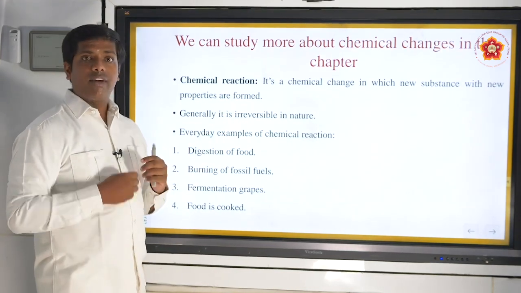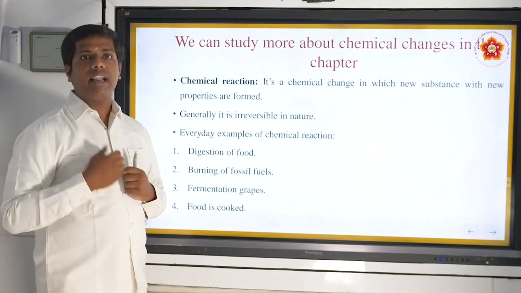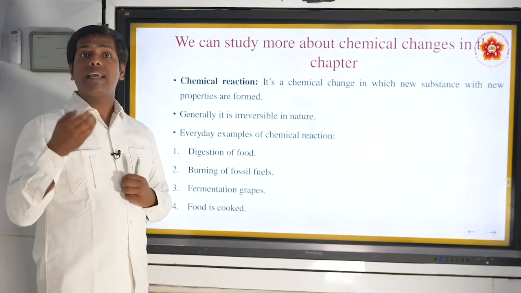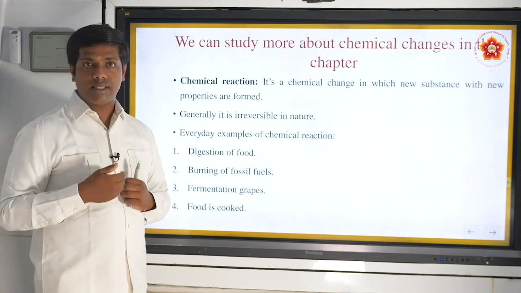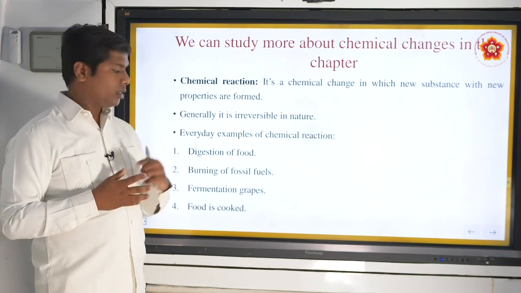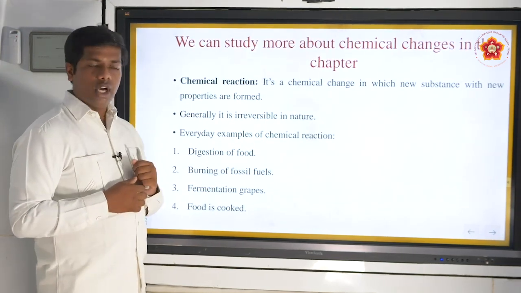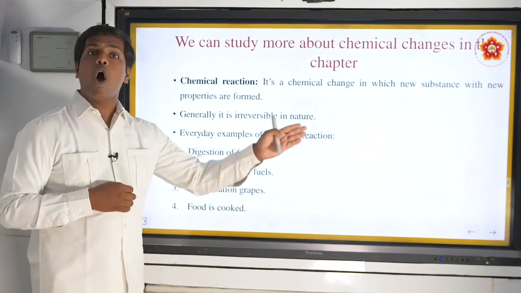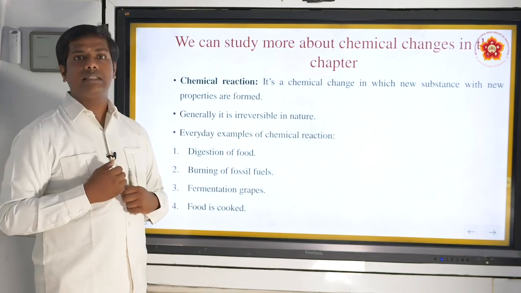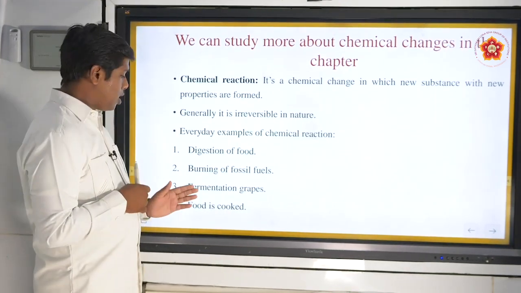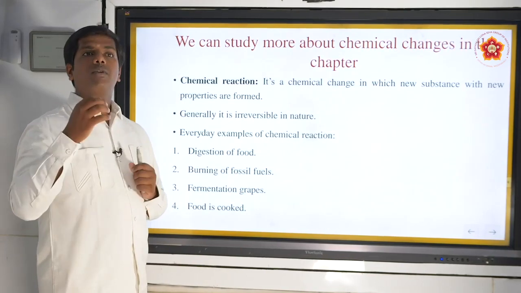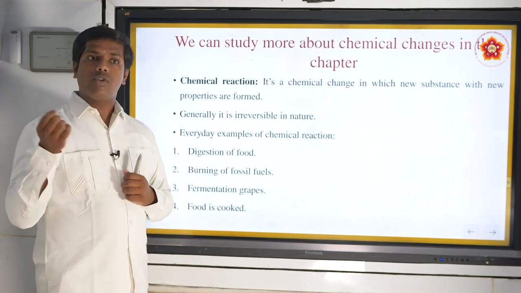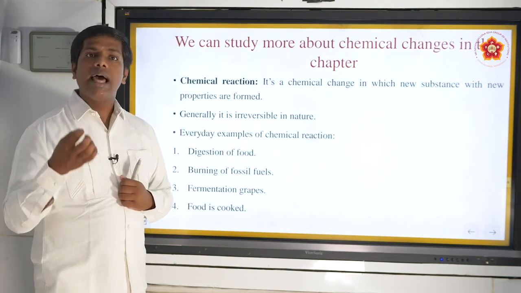Digestion of food, where energy is released, is a chemical reaction. We respire, and here also energy is released by the activity of enzymes, that is also a chemical reaction. Burning of fossil fuels. Fermentation of grapes leads to alcohol. That is also one of the chemical reactions. Food is cooked. During the cooking, a lot of microorganisms die. That is also an example of a chemical reaction.